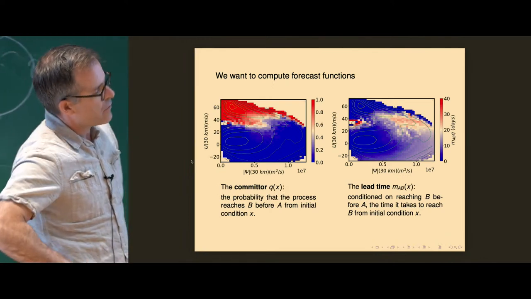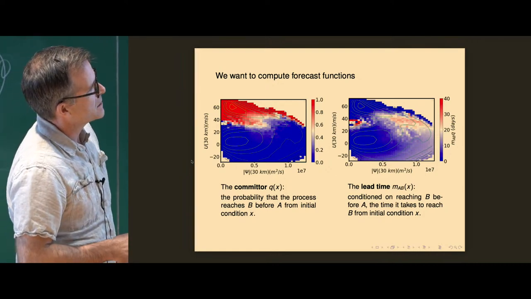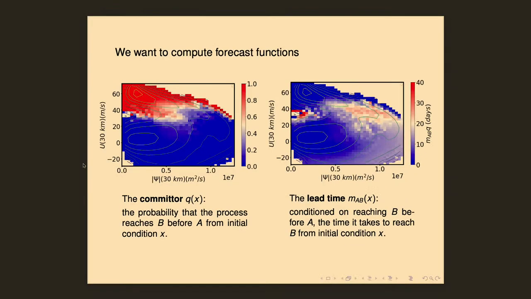Okay, so the goal for this talk is to compute what I would call forecast functions. One example that we saw quite a bit this morning is the committer function. In this case, it would be the probability that the process reaches that set B, so the weakened vortex, before returning to A, from some initial point X.